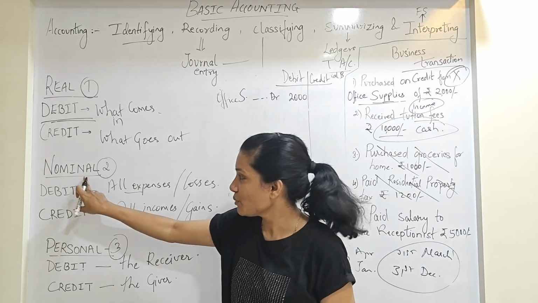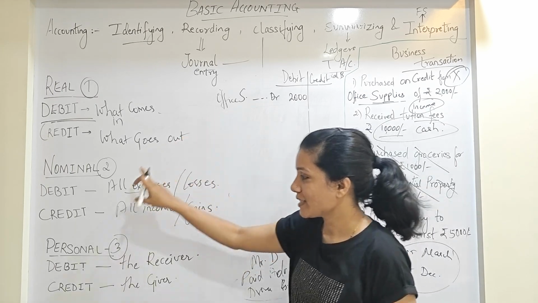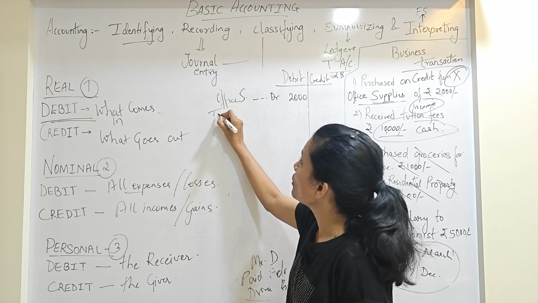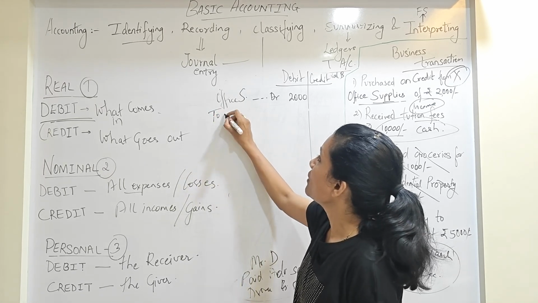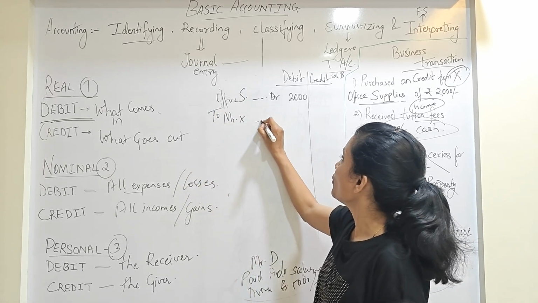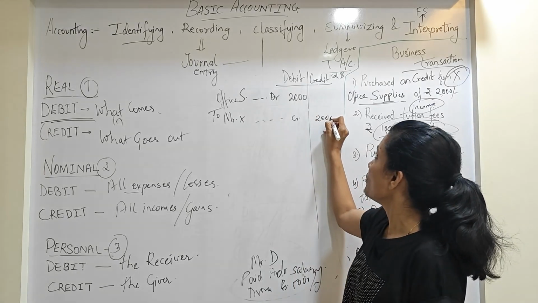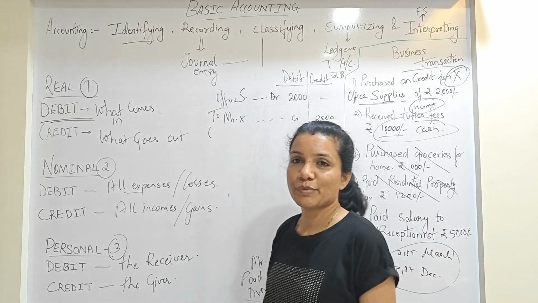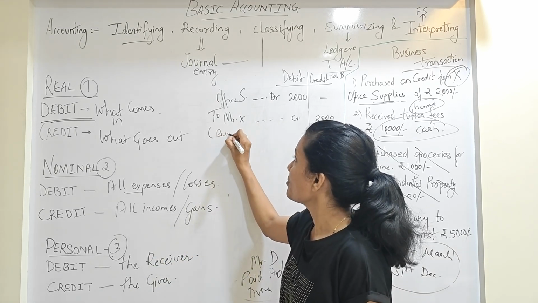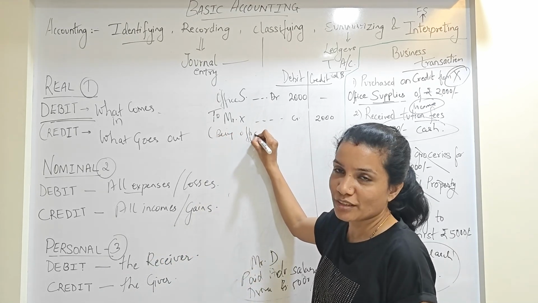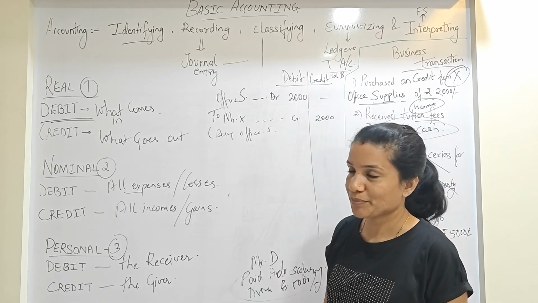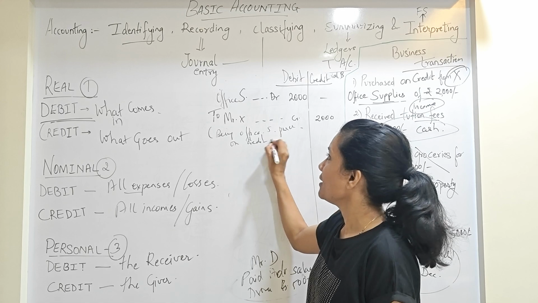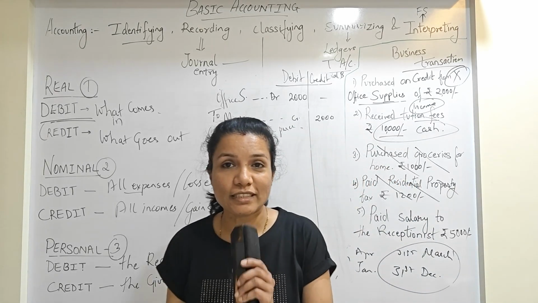Expenses is a nominal account. We apply this rule for office supplies and we apply this rule for personal, that is Mr. X. Credit the giver. So office supplies debited and Mr. X would be credited for 2000 rupees. And here we'll write the narration, being office supplies purchased on credit. This is called narration. We explain the transactions in short. Now this is the first transaction, first journal entry that we passed.